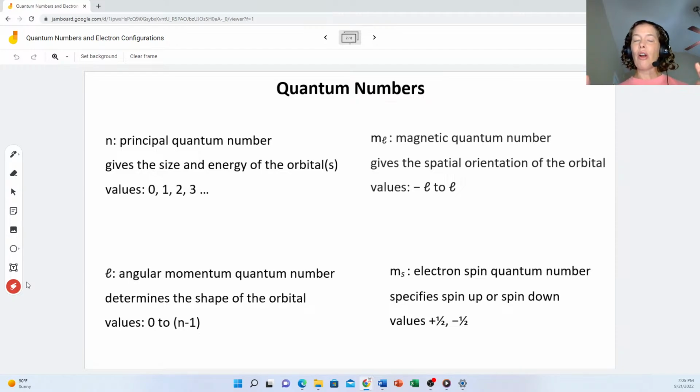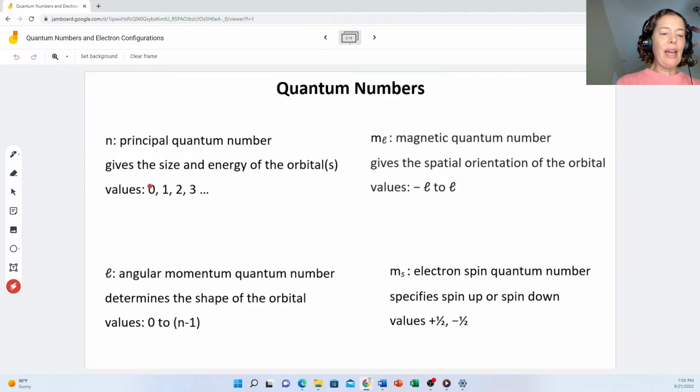But let's just start with our principal quantum number, n. Now, this number runs from 0, 1, 2, 3 on up, and it is going to give the size and the energy of the orbital. So, as you would expect, the larger the value of n, the larger the orbital and the higher in energy the orbital. So our lowest and smallest energy orbital is going to have an n equal to 0. Okay, so that is our principal quantum number.